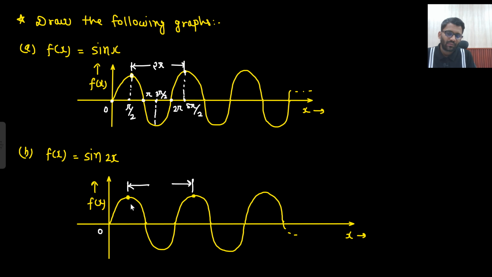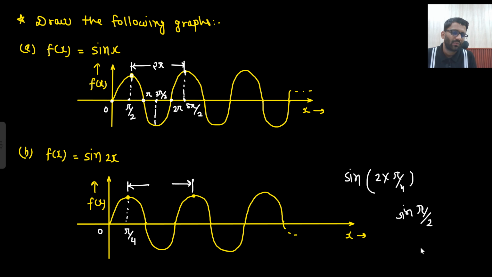This is 0. At x equals to pi by 4, what you will get? Sin 2 into pi by 4. What is that? Sin pi by 2. And what is the value of sin pi by 2? 1. So this is pi by 4. What is this? Pi by 2. 2 into pi by 2, sin pi is 0. I will write down this pi by 2 a bit downward. This is your pi by 2. Pi by 2 plus pi by 4, 3 pi by 4.